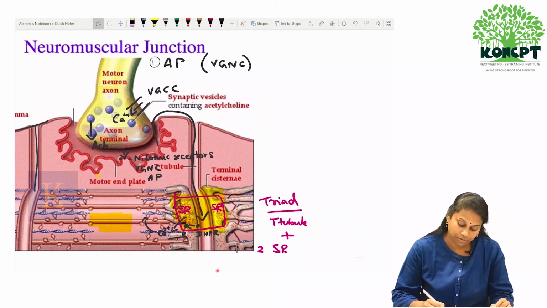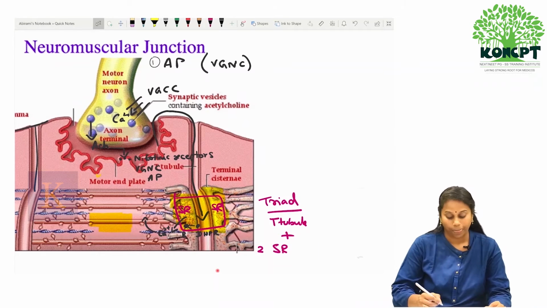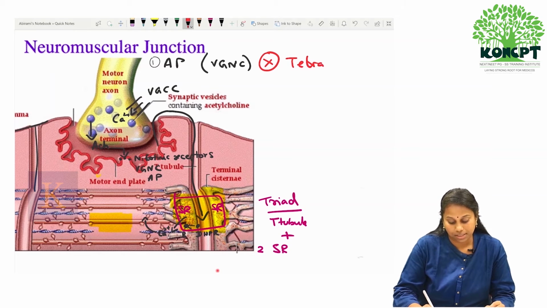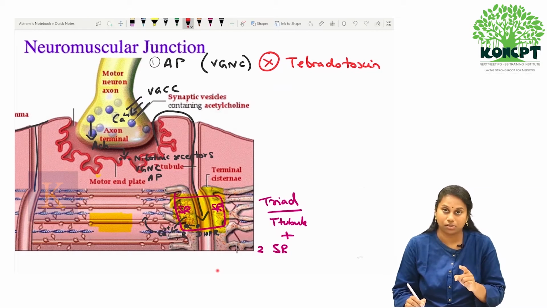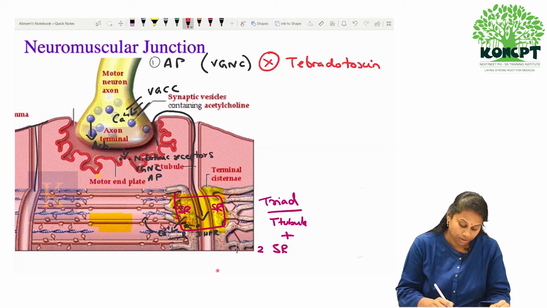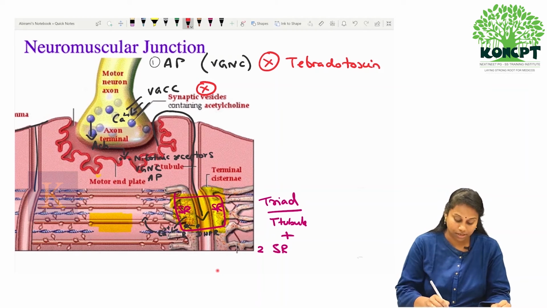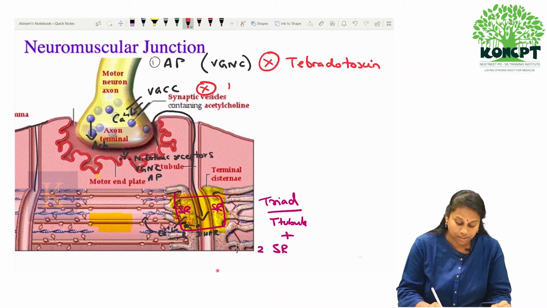Okay. So, let us start with the voltage gated sodium channel. Blockers of this voltage gated sodium channel are tetrodotoxin, which is present in puffer fish. It is a voltage gated sodium channel blocker. Autoantibodies against voltage gated calcium channel is called Lambert-Eaton syndrome.